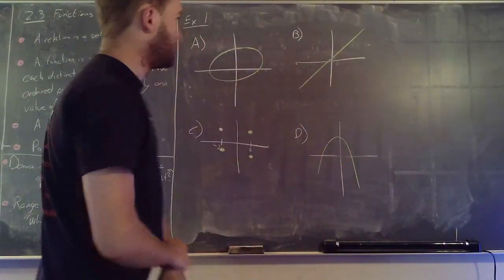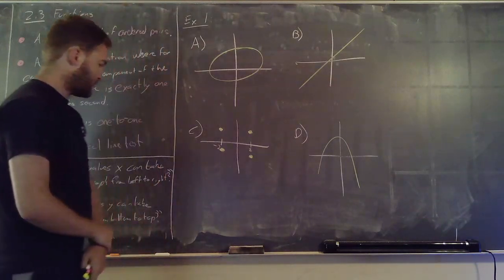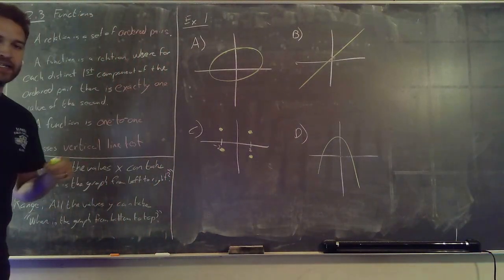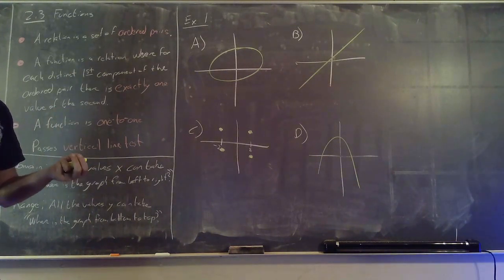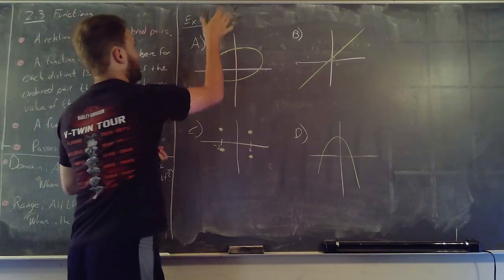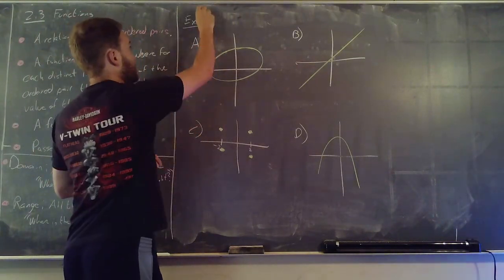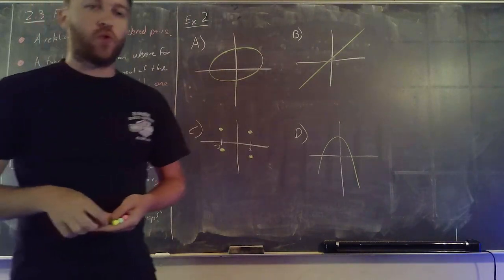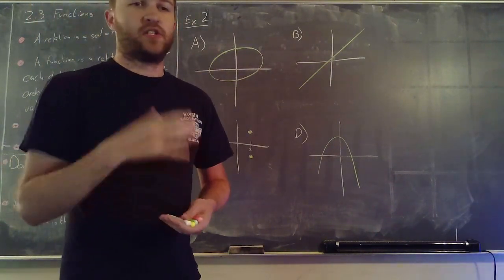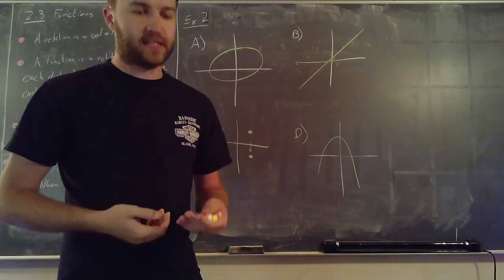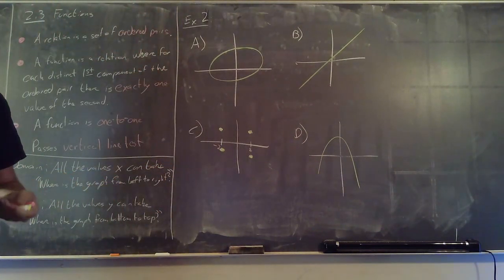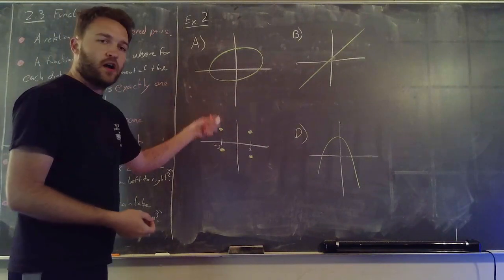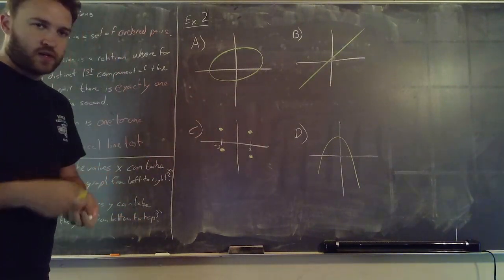So in example 2, I've cleaned up the board here. I want to talk to you about how the vertical line test can help us to identify if something is a function or not, because the first 3 examples were very nice in the sense that they actually gave us the ordered pairs, so we could simply check to see if the inputs were repeating themselves. And the vertical line test is a way to check to see if the inputs are repeating themselves when we've been given a graph. So the way that this works is pretty simple.